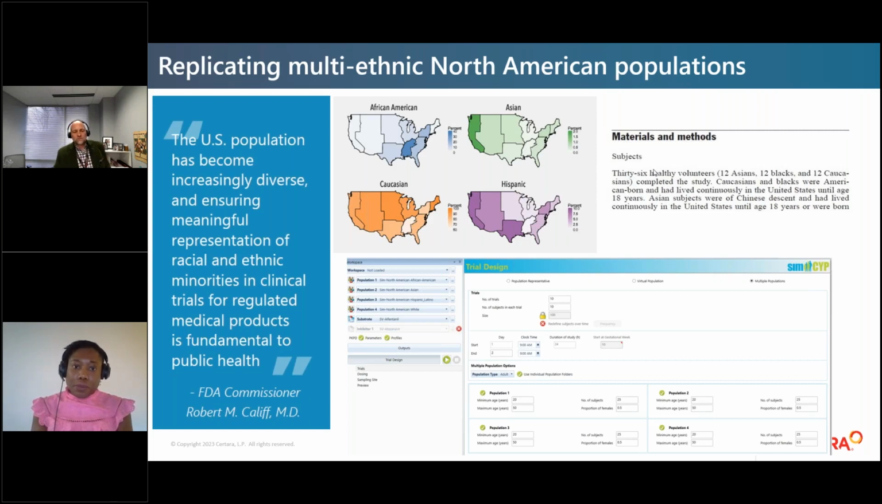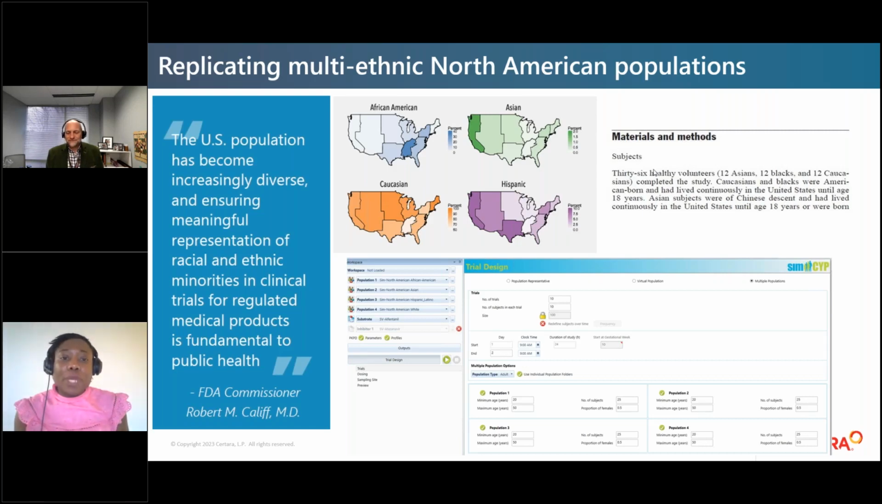Oh, can you choose the mix? Like, when you put in these 4 populations, can you decide what percentage of each you put in there? Yes, definitely. This one is showing an example of 4 populations. If you look at this clinical trial, it said you had 12 Asians, 12 Blacks, and 12 Caucasians.